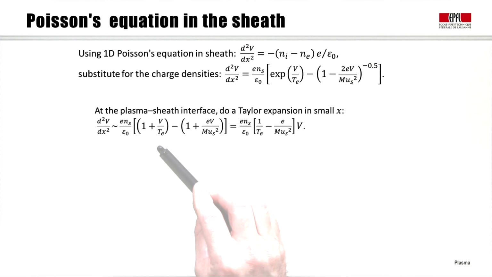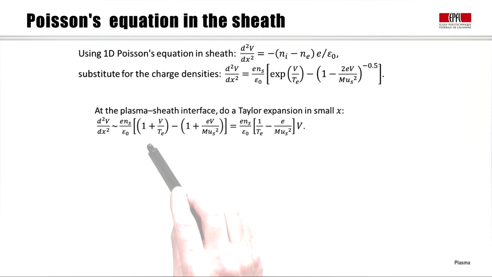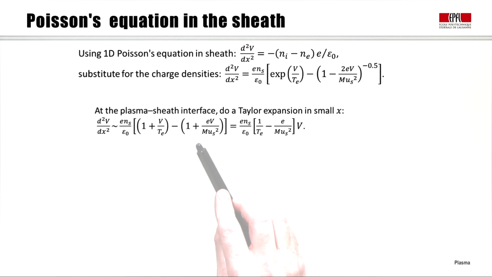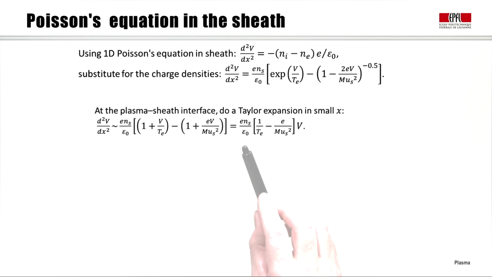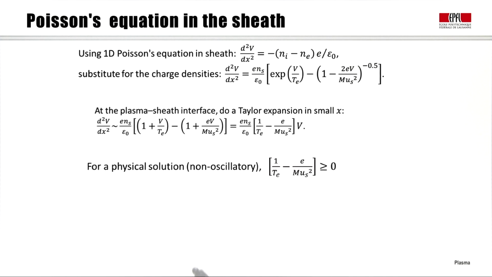At the plasma sheath interface, where x is small, we will do a Taylor expansion of these expressions. The exponential appears as 1 plus v over Te, and a binomial expansion introduces this expression here, and we find finally this expression for Poisson's equation. Now, for a physical solution, because we expect the voltage profile to be non-oscillatory with distance, we require the expression in the brackets must be greater than 0.